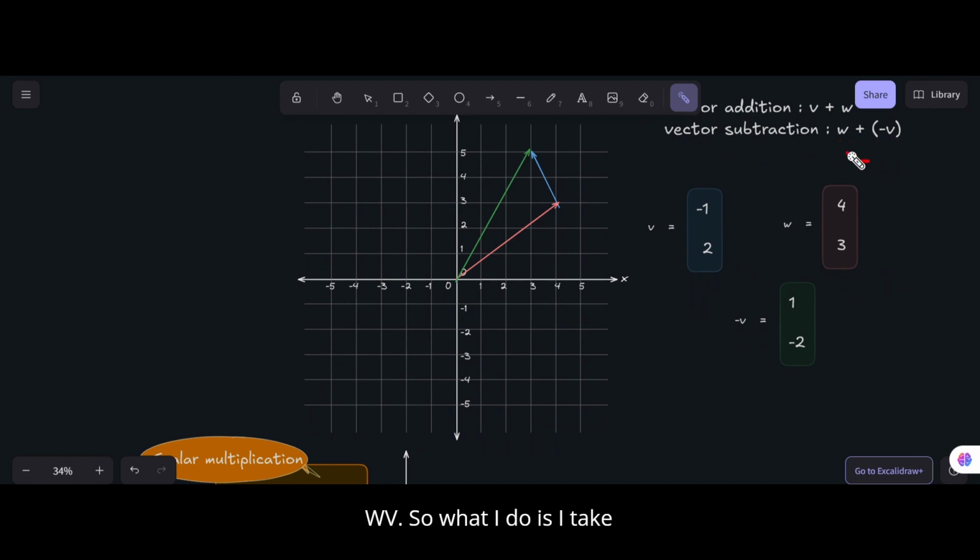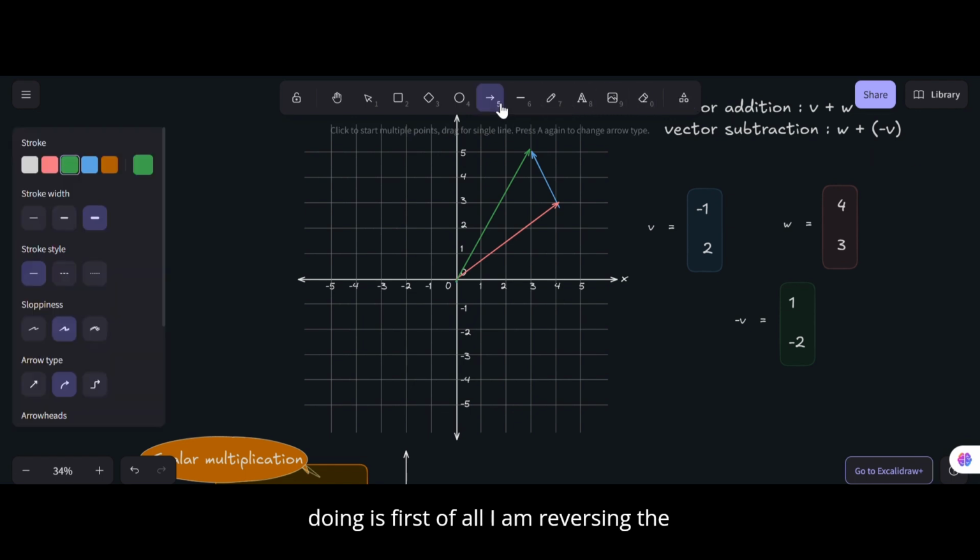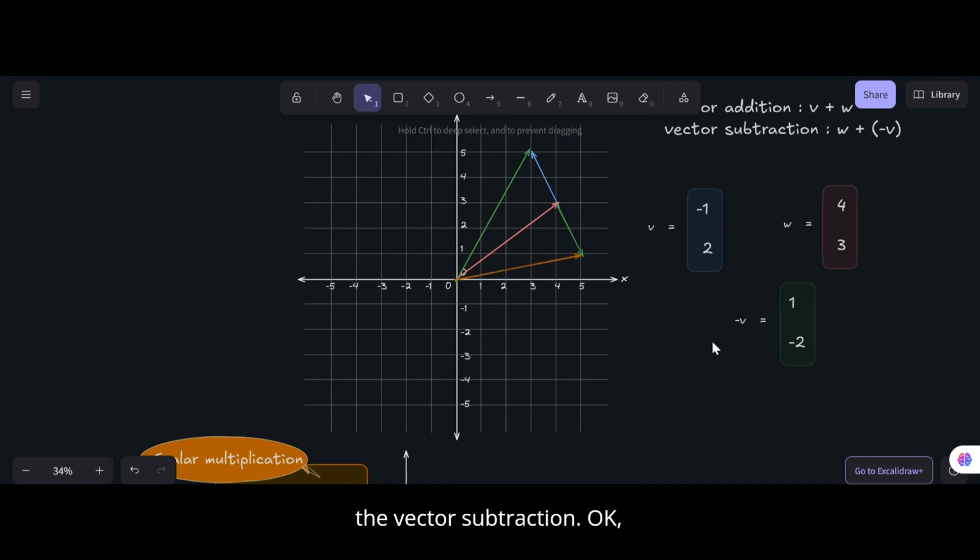So what I do is I take my vector w, and then I add it to the vector v after first reversing the direction of v. So basically what I'm doing is, first of all I'm reversing the direction of v, that would give me this vector, and then adding it. So I'm going to first move it towards the head of the first vector and then compute its resultant, let's say with this color. So this would give me the resultant of the vector subtraction.